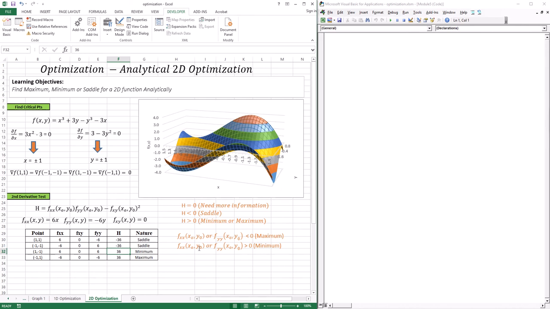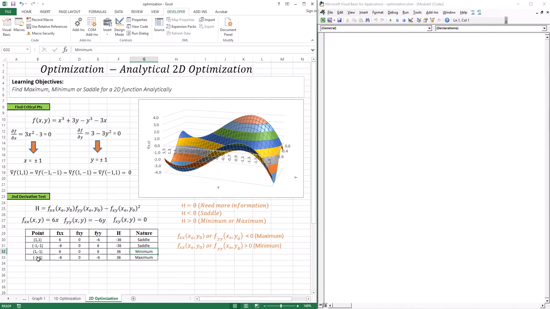So now we have to go down here. The reason I said fxx or fyy is because those are usually equal. As you can see, here I have 6 and here I have 6. It's greater than 0, so both of them are greater than 0. So we have a minimum, as you can see. So the nature of this is a minimum.